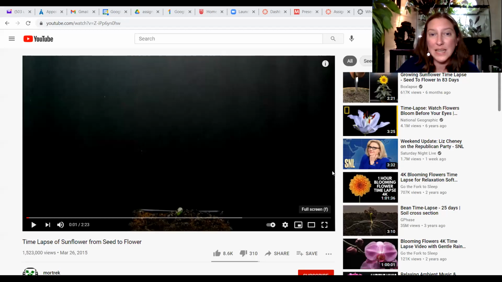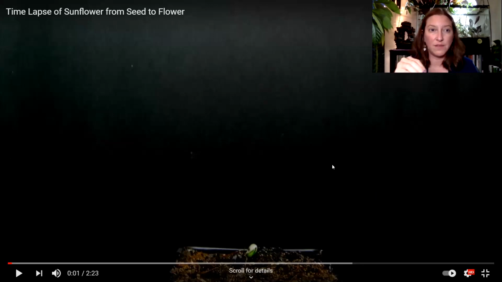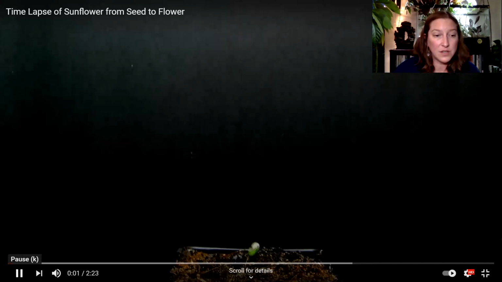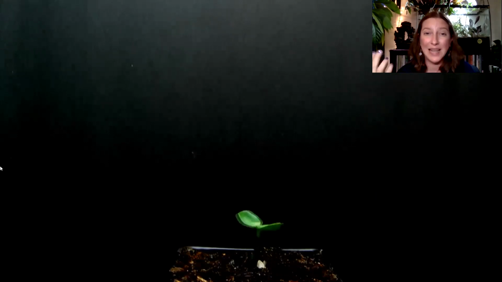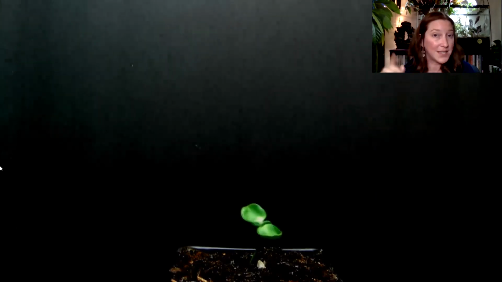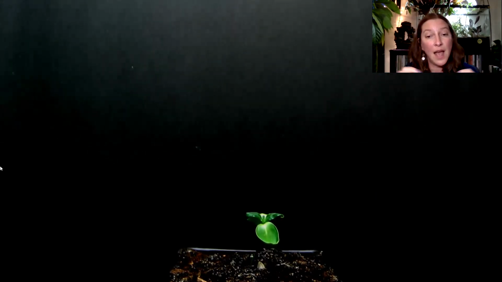All right, so what we see here, this is somebody who planted a sunflower seed in dirt, and this is a time lapse. So this is going over many, many days of this sunflower growing from a seed all the way through. But this gives us a good idea of primary growth. So here you go. Here's the new plant. Somebody planted a seed down there, and here's the new plant emerging out of the soil.